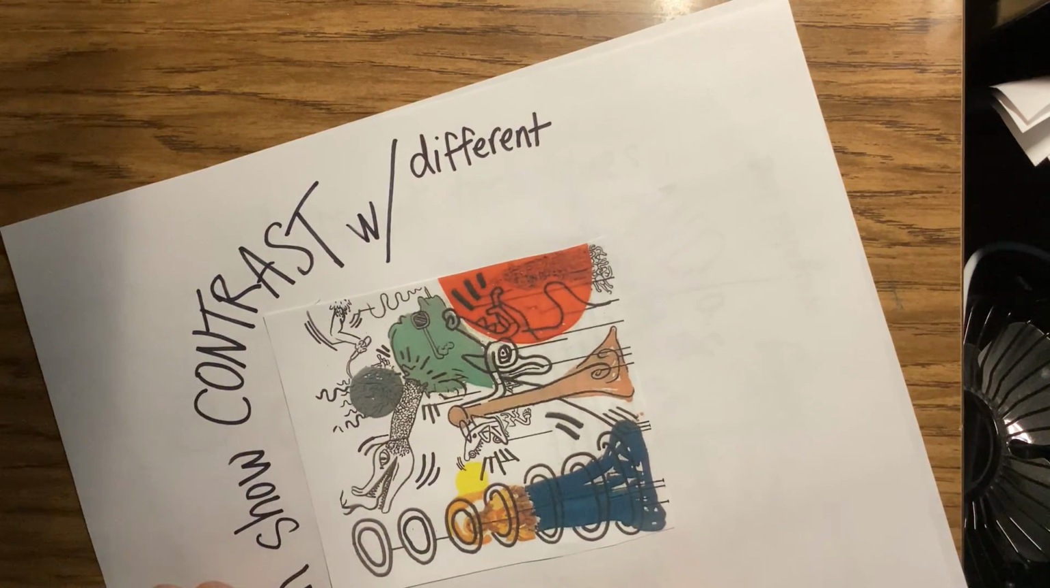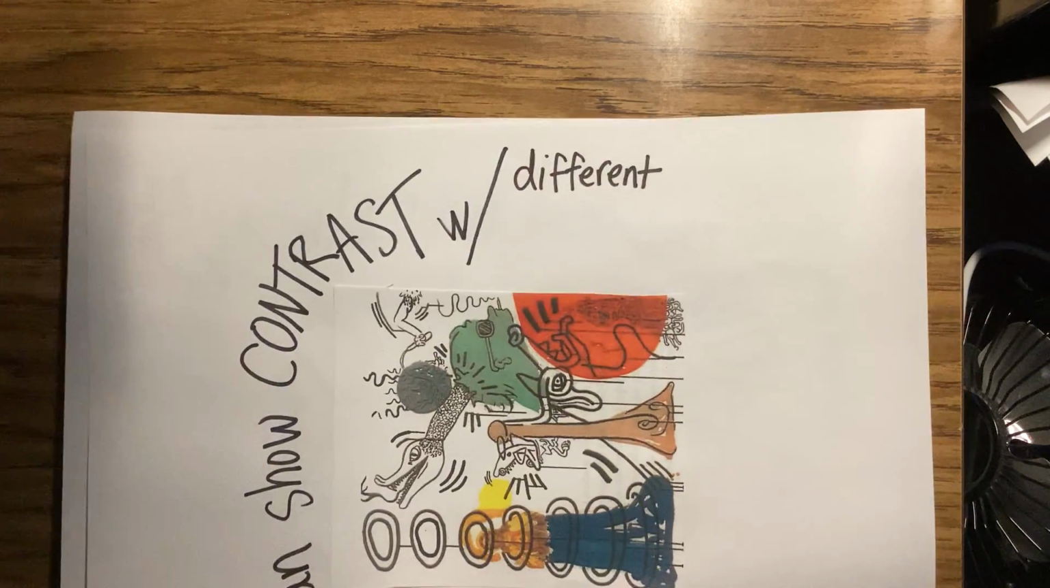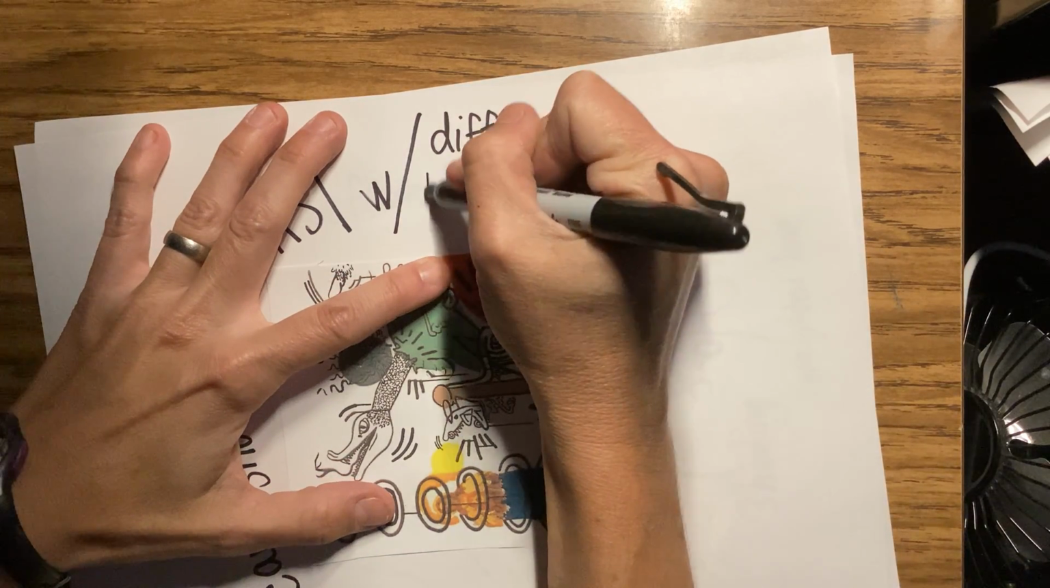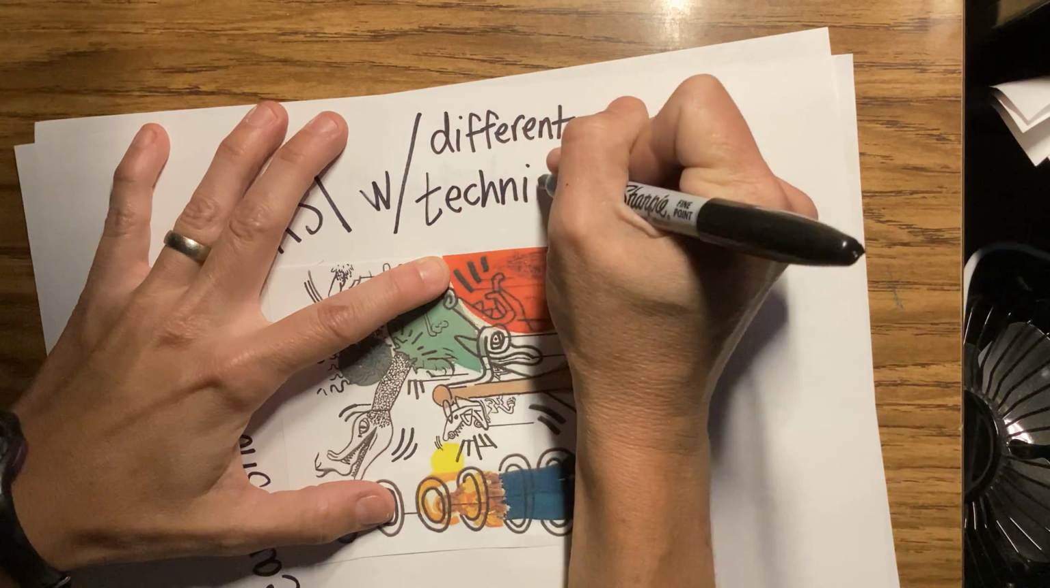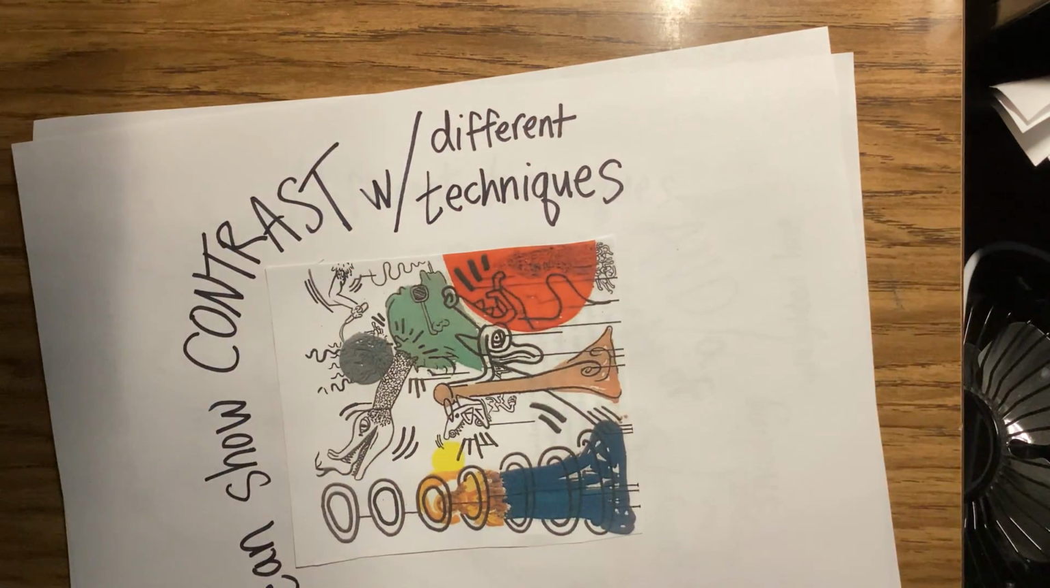I'm cheating. All right, how do we spell the word techniques? T-E-C-H. Yep. N-I-Q-U-E. Boom! Jimena killed it.